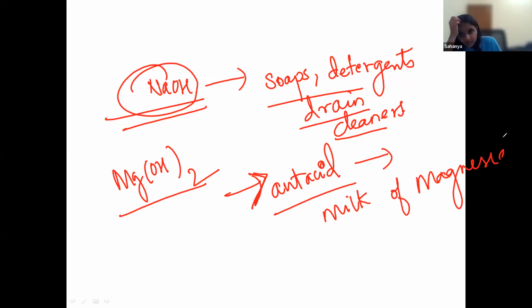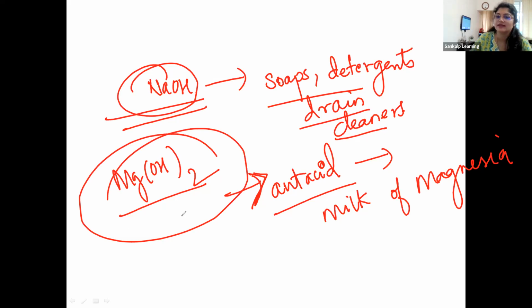There can be a question: what is milk of magnesia? So what is the answer? Antacid. Magnesium hydroxide. It is used as an antacid.